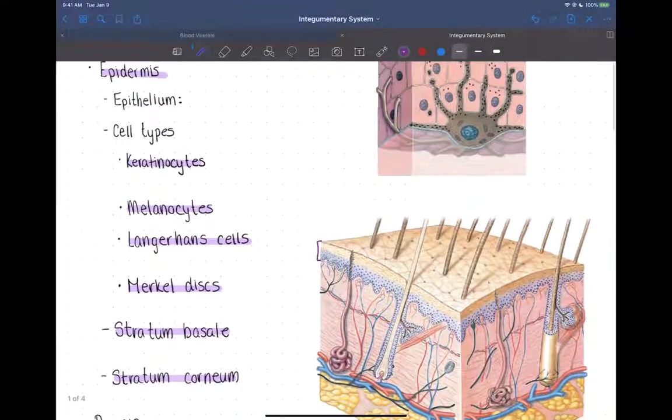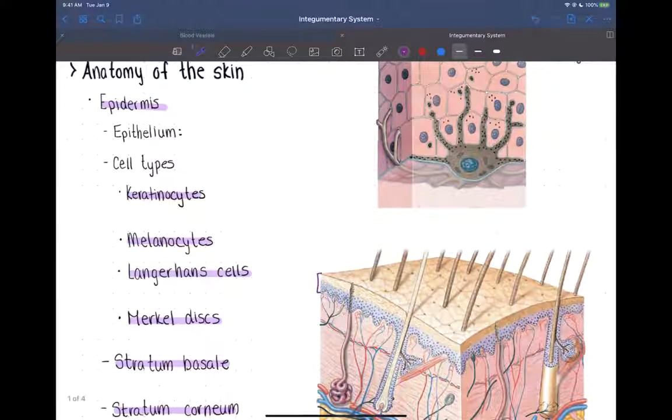Okay, and so the epithelium that is found in the epidermis is called keratinized, stratified squamous. All right, remember it has that layer of keratinized cells on the top that provide that extra protection. So the epithelium of skin is keratinized, stratified squamous.